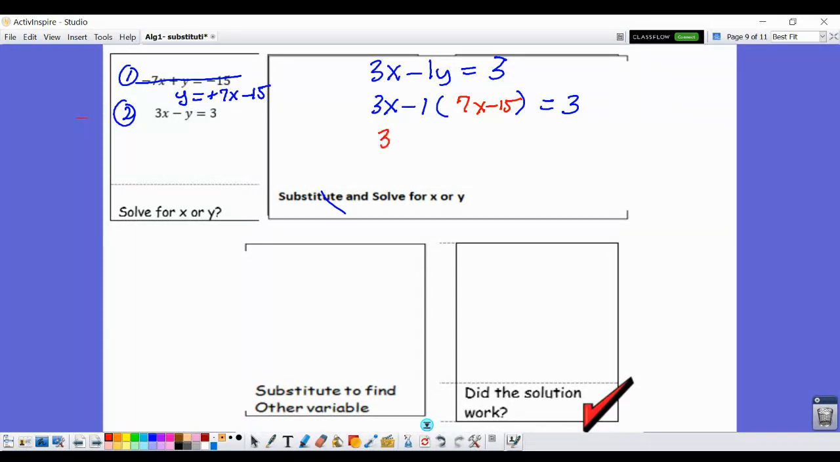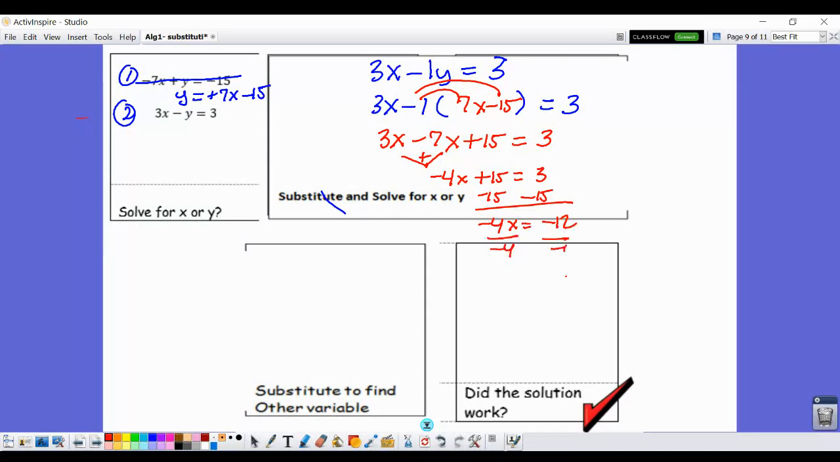All right, let's see how you did. 3x, distribute, negative 7x, distribute, positive 15 equals 3. Combining like terms, 3 plus negative 7 is a negative 4. I'm going to subtract my 15. I have negative 4x equals a negative 12, and I'm dividing by a negative 4, so x equals 3. Hopefully a whole bunch of you got x equals 3. Okay, so again, that's going to go in the first spot because that's my x.